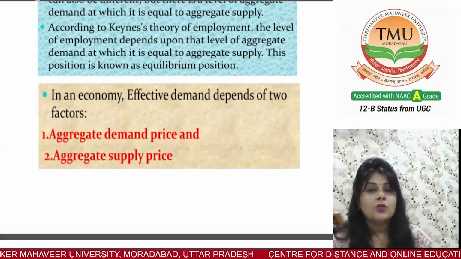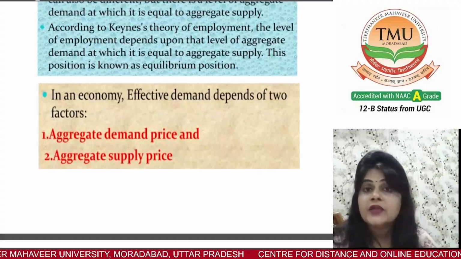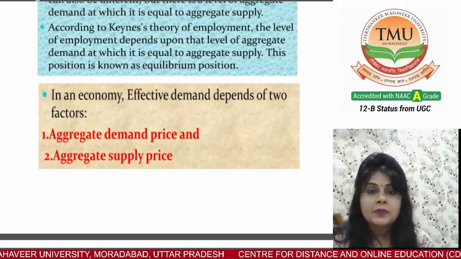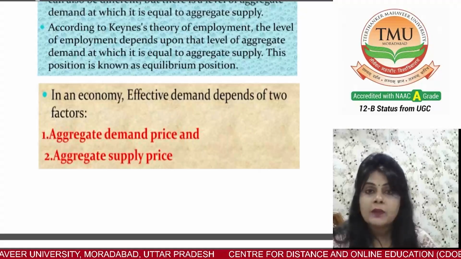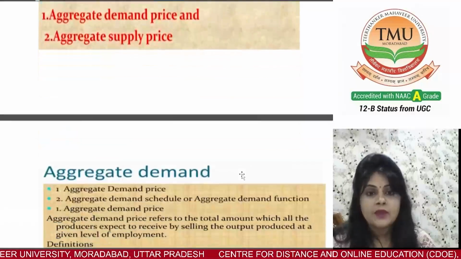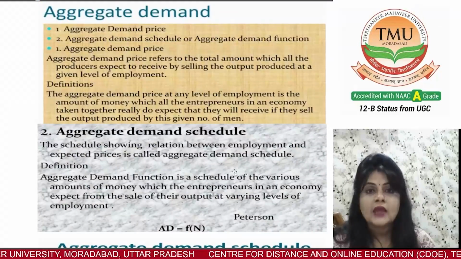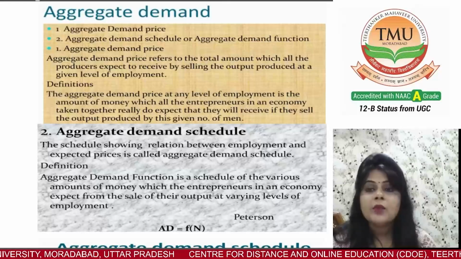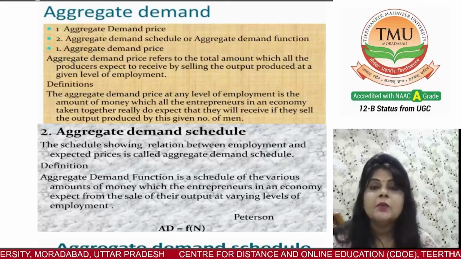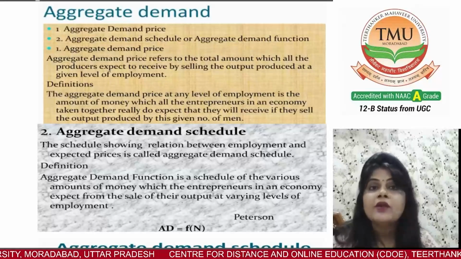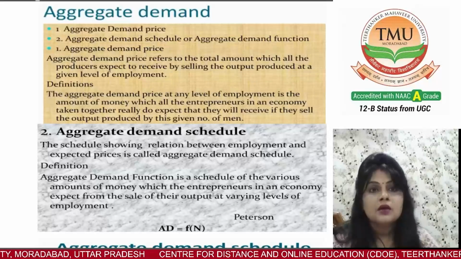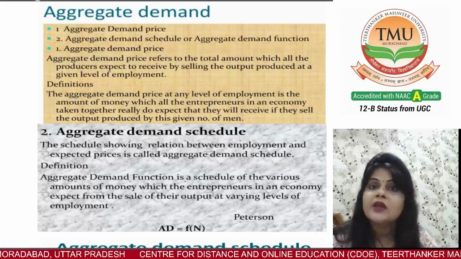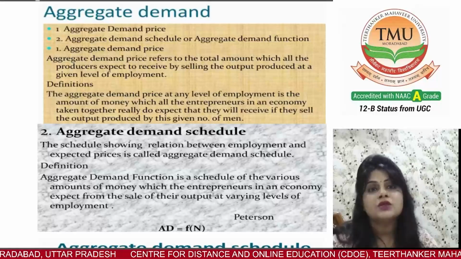In an economy, effective demand depends on two factors: aggregate demand price and aggregate supply price. Now we discuss aggregate demand. We will discuss aggregate demand price and aggregate demand schedule or aggregate demand function.